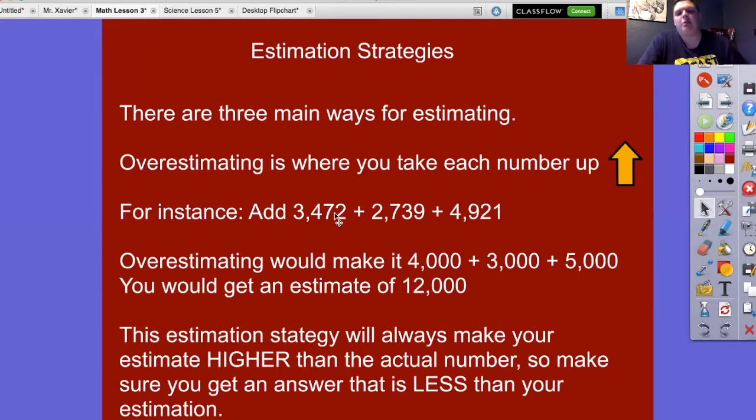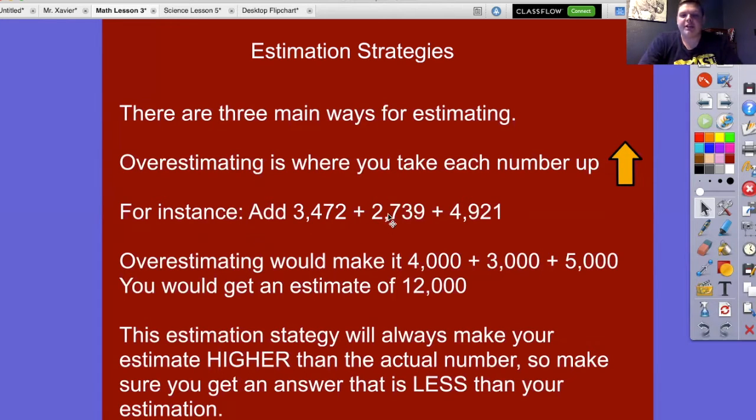So let's say we want to get the thousands on here. Here's our 3 numbers, 3,472, 2,739, 4,921. Kind of tricky numbers to add up. I could not do those in my head, and I'm pretty good at math. So what you would do in overestimating is you would just take this first number and bump it up, whatever it is. You go over that number. So 3 would turn into 4, and then it would turn into zeros after that, 0, 0, 0.